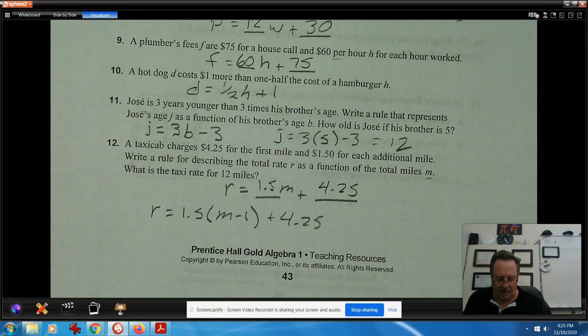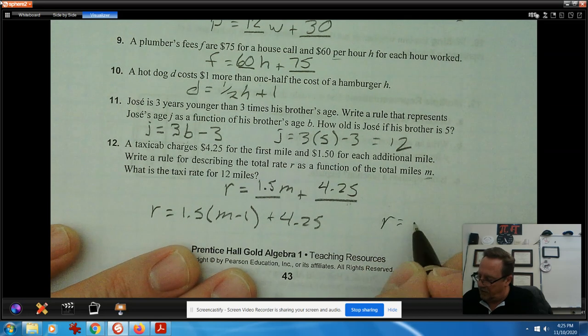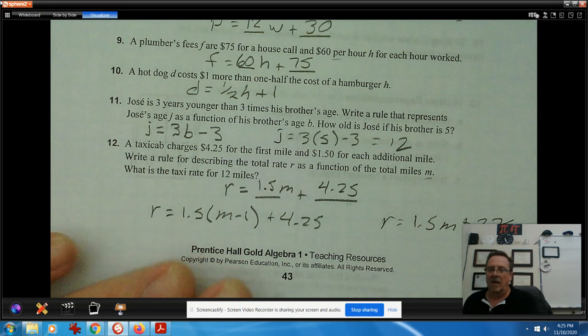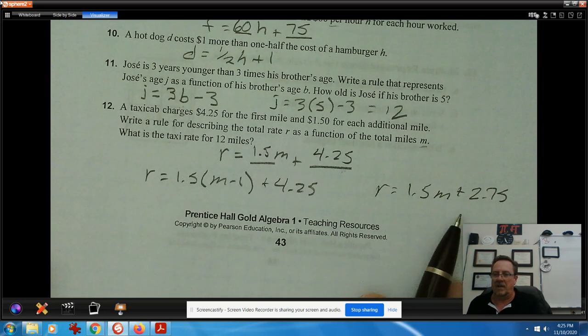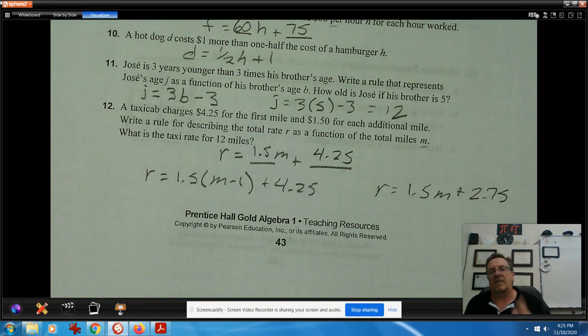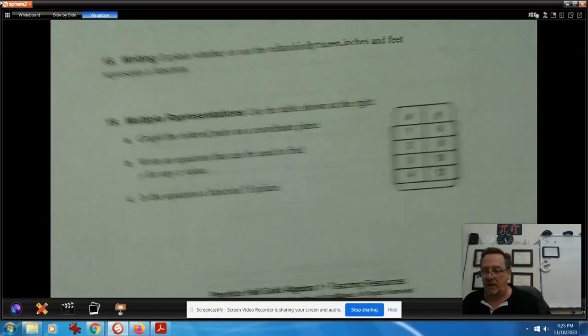I guess I'll write another one there. If I did 4.25 minus 1.5, then really I'm paying $2.75. So an equivalent expression would be R is equal to 1.5 M plus $2.75. Either one of these would give you the same values. You can plug 12 in for your M and see that you'll get the same thing for both. But let's move on, though.